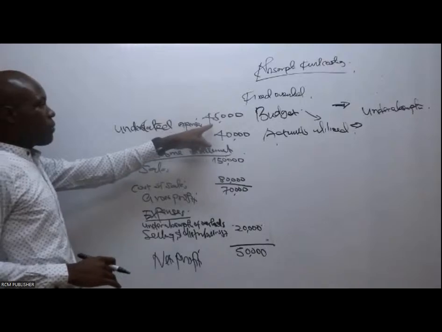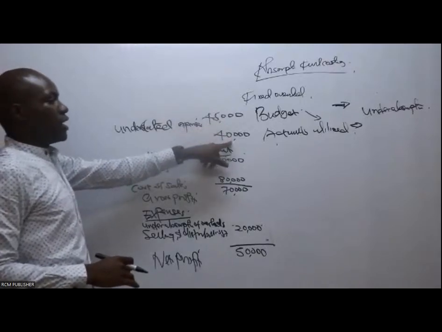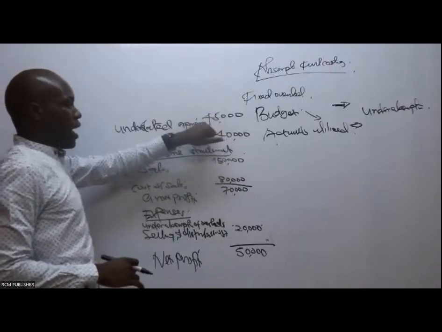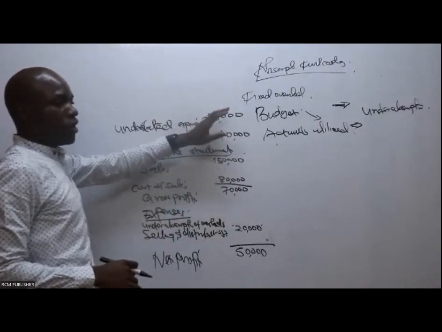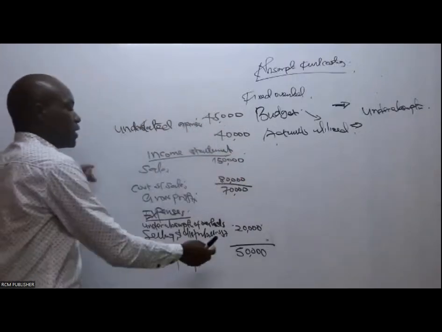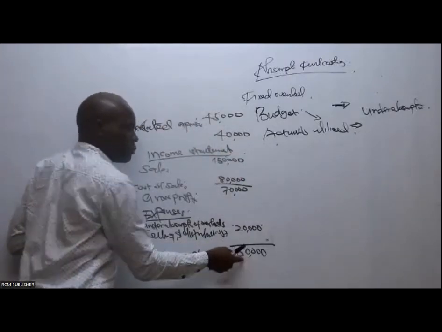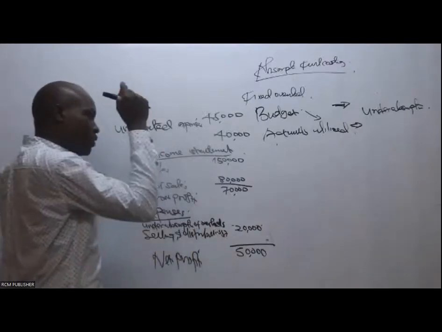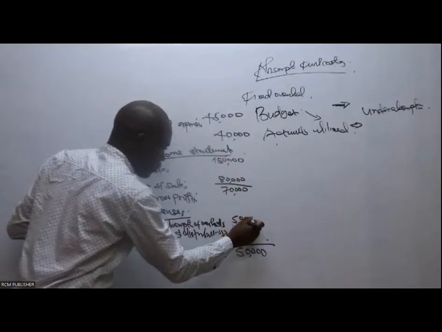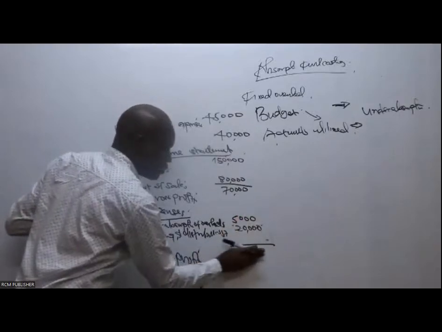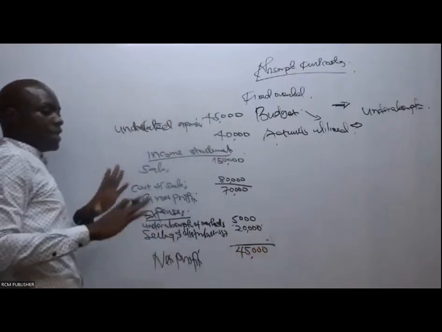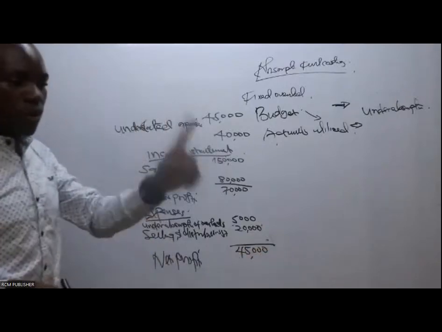So remember, the fixed overhead has been understated. That's why I am having 40 as actual overhead expense and the budgeted is 45. So the difference, the understated amount, is 5,000. It means it is exaggerating my profit. To take my profit back to the right place, I must use that 5,000 as an expense here, so that my profit goes to 45,000. That is option one.